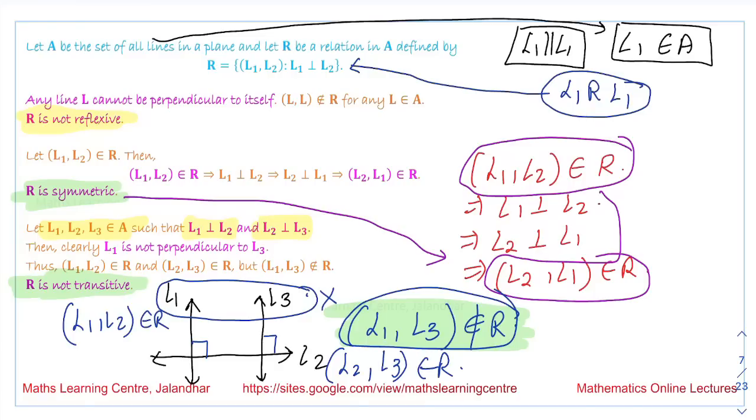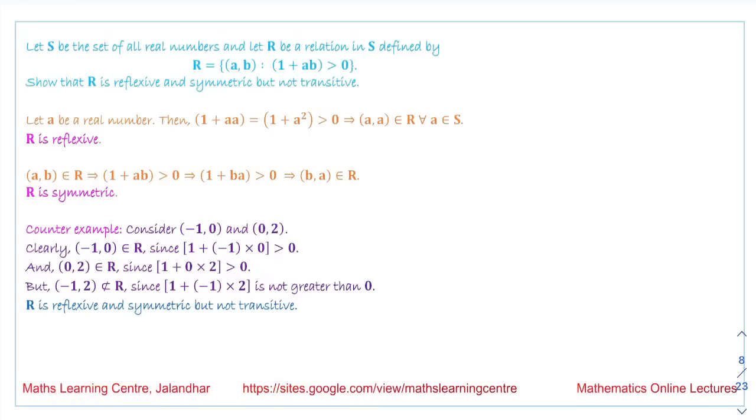Next we have: let S be the set of all real numbers and R be the relation on S defined by R equal to (a, b) such that 1 plus ab is greater than 0.